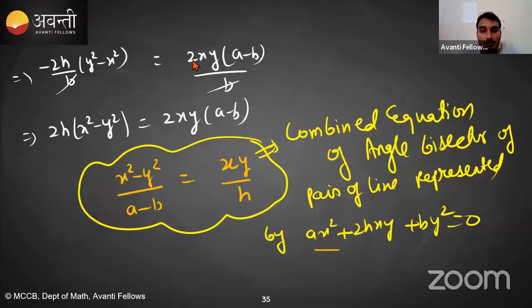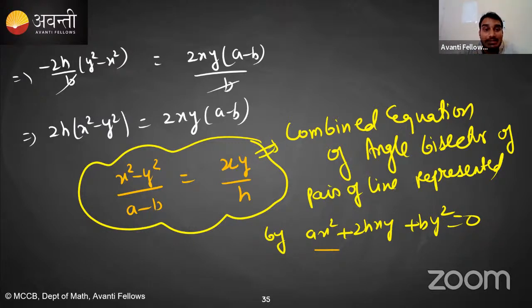Combined equation of the, सबसे पहले homogeneous equation of degree 2 will represent a pair of lines passing through origin. If h square is greater than ab, lines are real and distinct. If h square is equal to ab, lines are coincident. H square less than ab, lines are imaginary, right? Yeah.